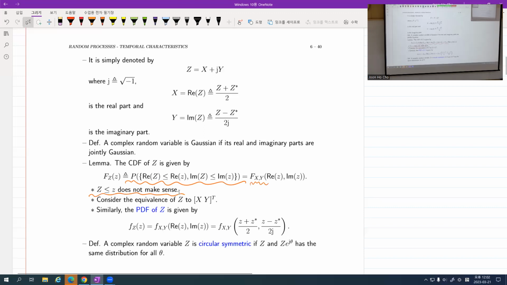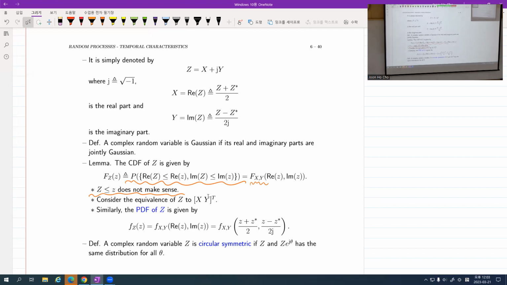What about the PDF? What about the joint PDF? Same. The PDF of Z must be equal to the joint PDF of the real part and imaginary part. Got it? So you must write it this way if the joint density of X and Y exists. Be careful. The first argument, Z plus Z conjugate divided by 2, is what? The real part, as you learned in high school. And Z minus Z conjugate divided by 2j is what? The imaginary part of Z. So you are done. Got it?